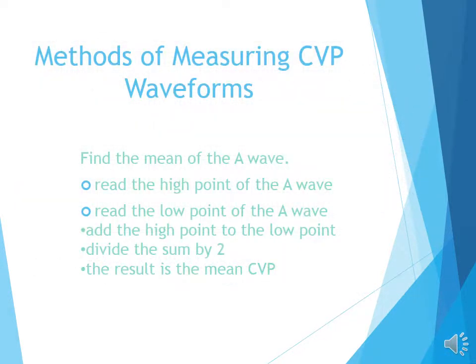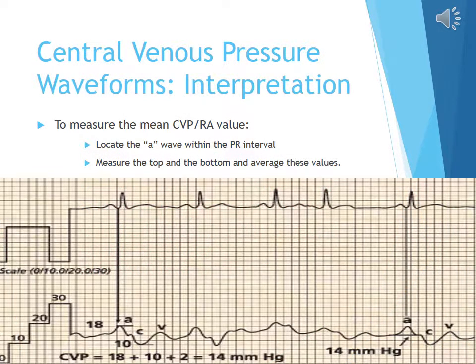The A waveform for a CVP reading can be found just after the P wave on the EKG and represents atrial contraction. By taking the reading at the highest point of the A wave and adding it to the lowest point of the A wave, then dividing by 2, the average or mean of the CVP reading is obtained. You can also draw a line through the middle of the A wave to derive this same number, which I'll show you what that looks like on another slide.